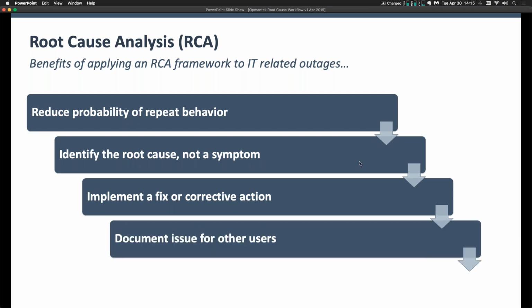Fourth, by doing an RCA, or following RCA methodology, you're able to document the issue for other users.